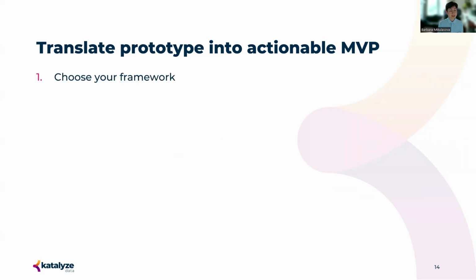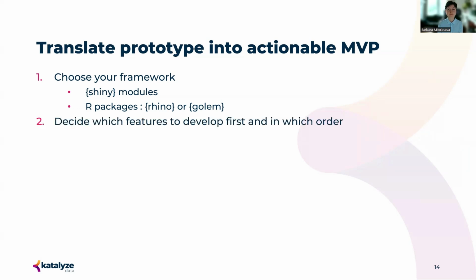Firstly, and most importantly, you should choose your development framework. You can either keep using vanilla Shiny code and purely use Shiny modules, or you can use other R packages such as Rhino or Golem, which were designed to support you in creation of enterprise-ready scalable applications. Then you should decide which features to develop first and in which order.